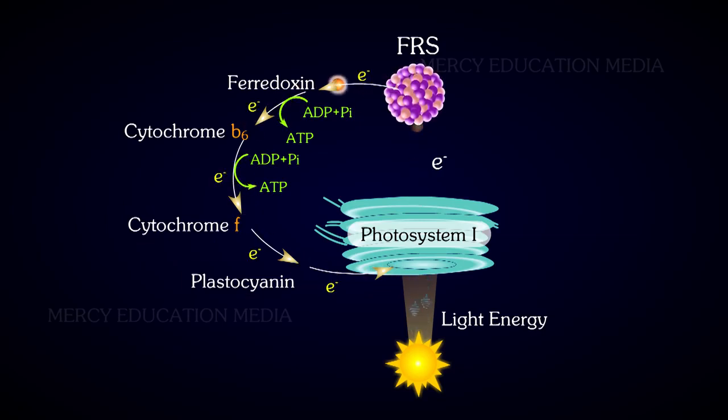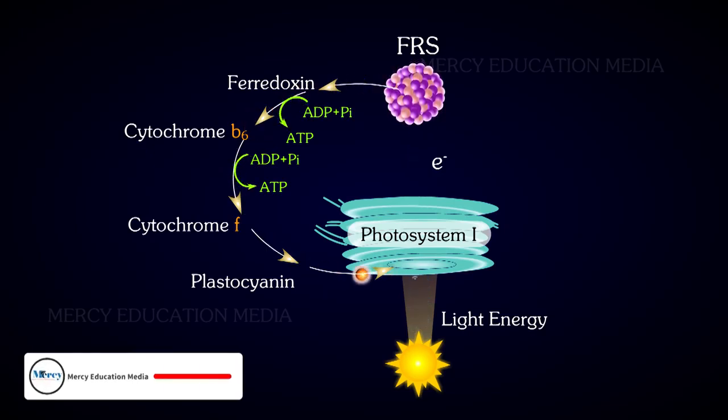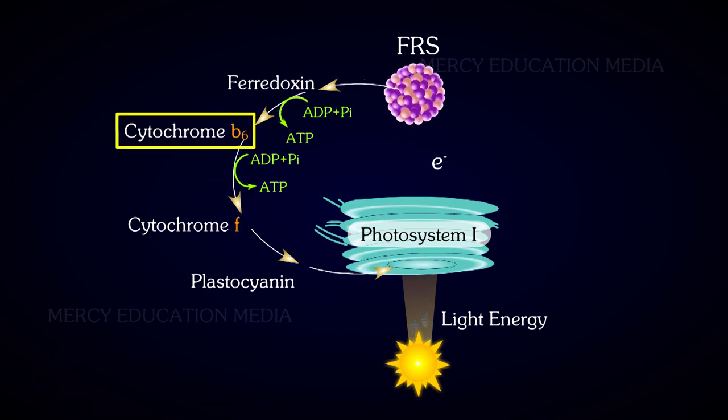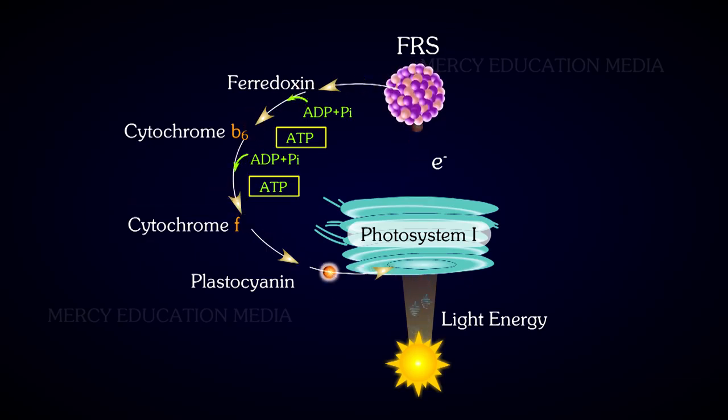These electron carriers facilitate the downhill transport of electrons from FRS to PS1. During this transport of electrons, two phosphorylations take place, one between the ferredoxin and cytochrome B6 and the other between cytochrome B6 and cytochrome F. Thus, two ATP molecules are produced in this cycle.